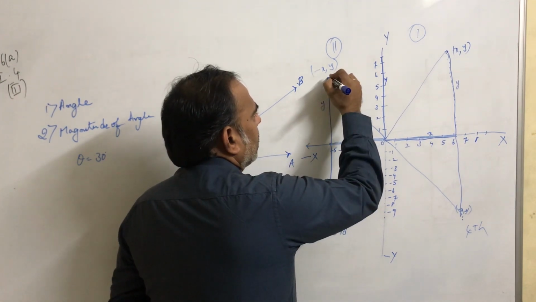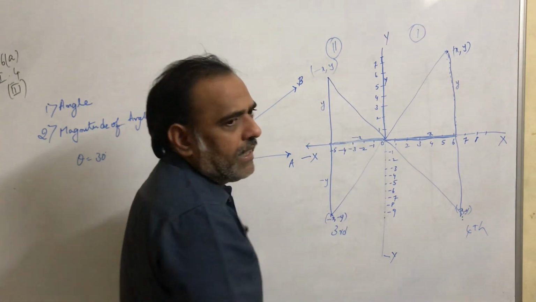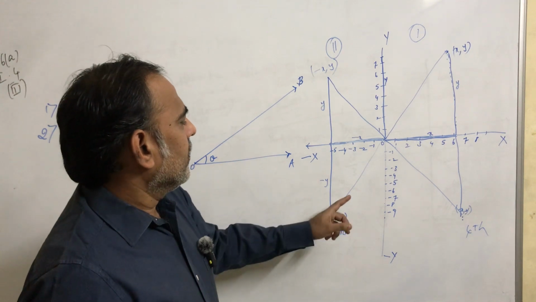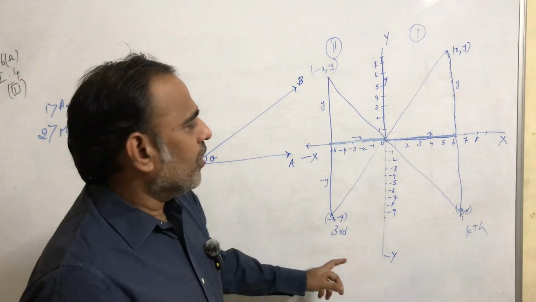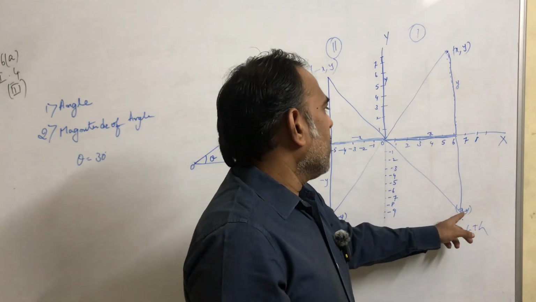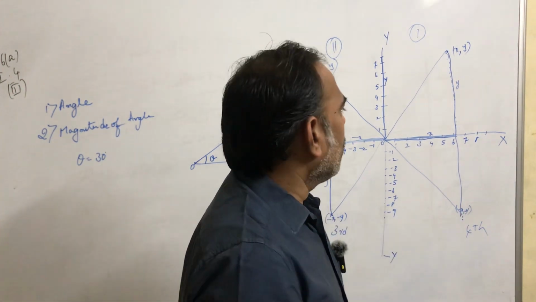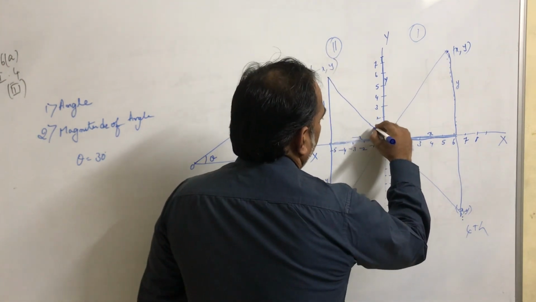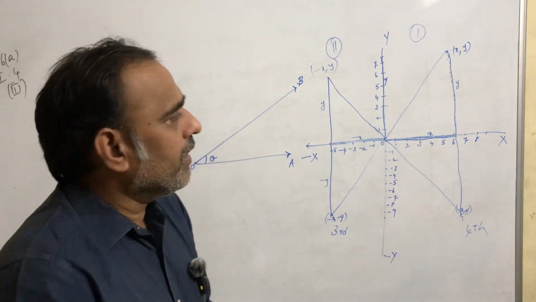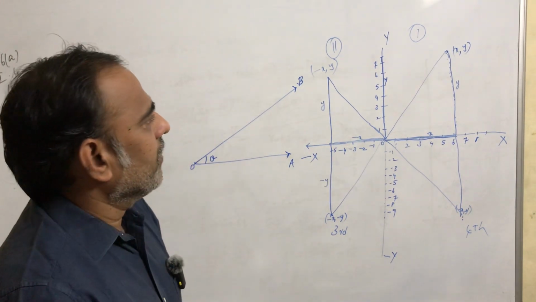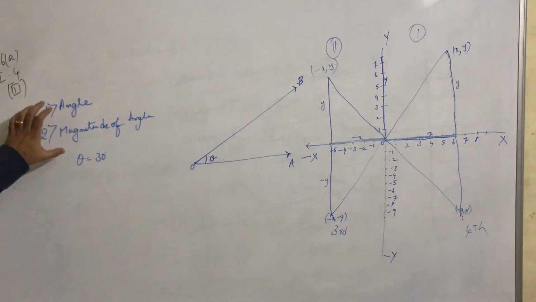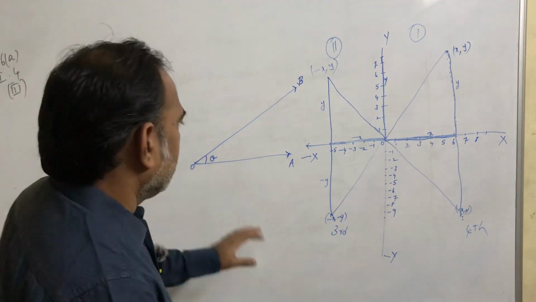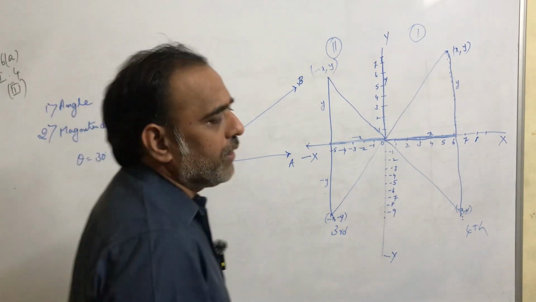Suppose (minus x, y) lies in the second quadrant, (minus x, minus y) lies in the third quadrant, and (x, minus y) lies in the fourth quadrant. This is the theory behind which point lies in which quadrant. We already know this from our higher studies; I am just refreshing your memory. Whatever I explained, the angle and the magnitude of the angle, we already know. Now this is the new thing.